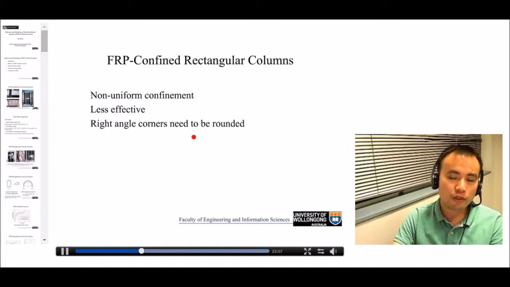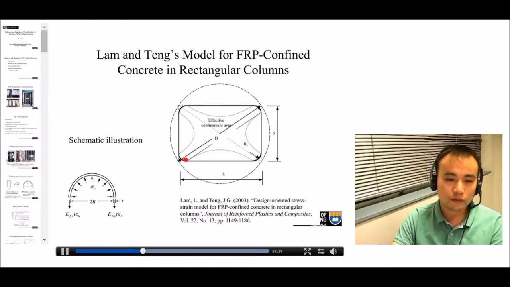So just now, the Lam and Teng model, the original model, was proposed for FRP-confined circular columns. For FRP-confined rectangular columns, it's a different story. Firstly, in rectangular columns, you can imagine that the concrete is under non-uniform confinement, and the confinement is less effective. And normally, before we apply the FRP wrap, we need to make the right-angle corners round. This figure explains the mechanism of concrete in a rectangular column. We know that when concrete is under compression, it expands laterally. But in this case, when it expands laterally, it's constrained by this side FRP. So it's different from the case in a circular column.